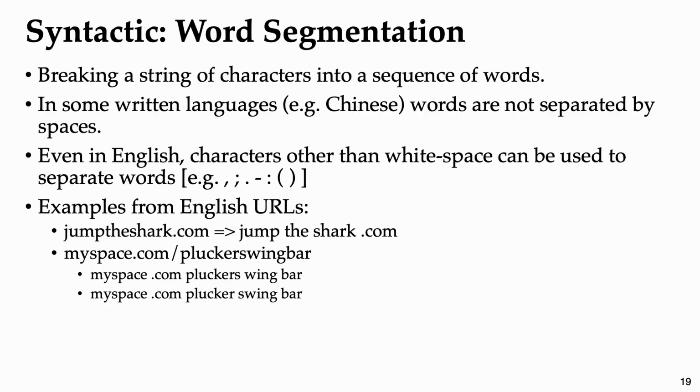A practical example of this comes from domain names. Consider a domain like jumptheshark.com. Domain names do not allow spaces, yet they often encode meaningful phrases. To understand the meaning of such a domain name, a system must be able to segment it correctly into its constituent words, in this case, jump, the, and shark.